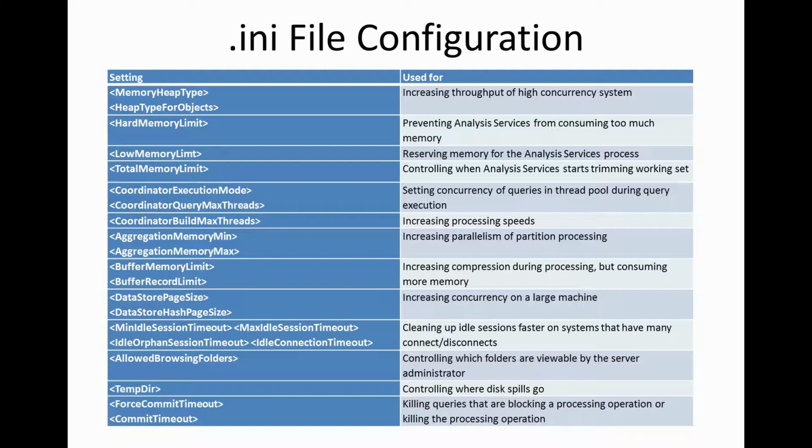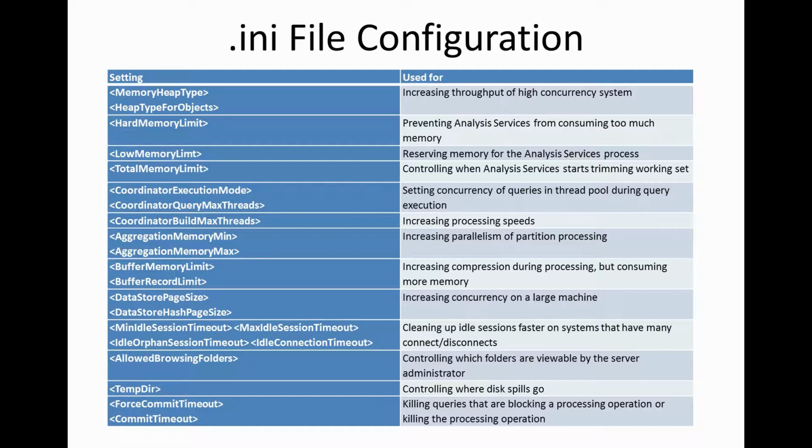like memory heap type and heap type for objects. That's going to increase our throughput for high concurrency systems, really optimizing for multi-user, which we'll talk about in a little bit. Hard memory, low memory, and total memory, we'll talk a little bit about those. Our goal with those is really to make sure that we're taking the best advantage of the economical memory management process that Analysis Services uses, and I'll talk some more about what that means when we get to memory.